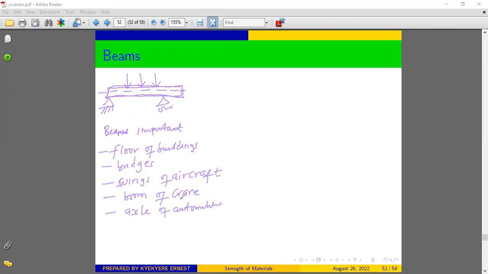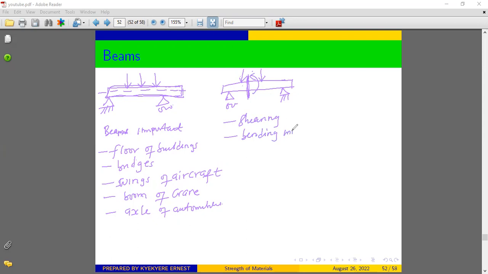Now, anytime you apply loadings on a beam, because of the applied load, a shearing effect is produced on the beam. Not only shearing effect, but also bending moments take place. There are two things which happen with this force applied on the beam. The first one is it tries to cut through this beam, and also it tries to bend the beam. So there are two important things which happen anytime a beam is loaded. The first one is shearing effect, and the second one is bending moment.